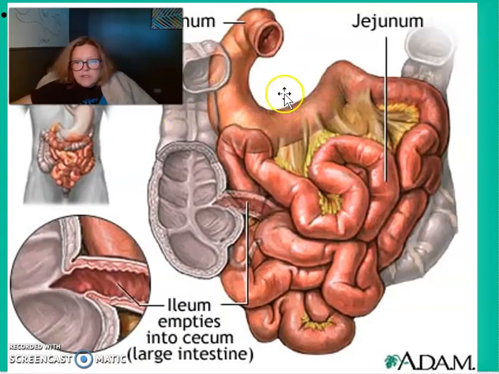The small intestine is separated into three distinct parts. Whether you need to know this is probably you don't, but anyways, the first part is called the duodenum, and then the jejunum and the ileum. And the ileum is what empties into the cecum, which is the large intestine.